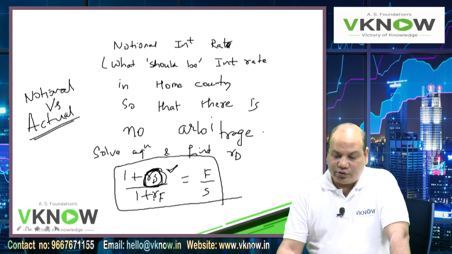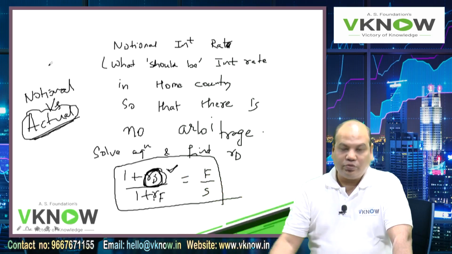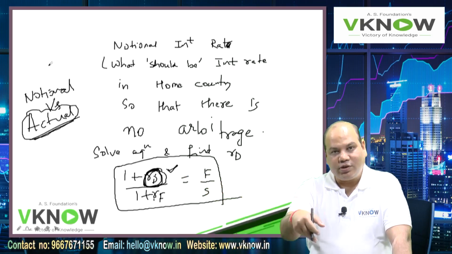So now there are 3 possibilities. Actual is more than notional: it should be 10, but it is 12. Actual is less than notional: it should be 10, but it is 8.